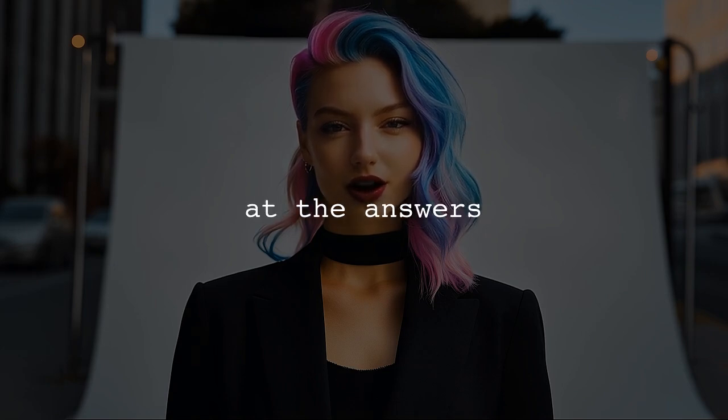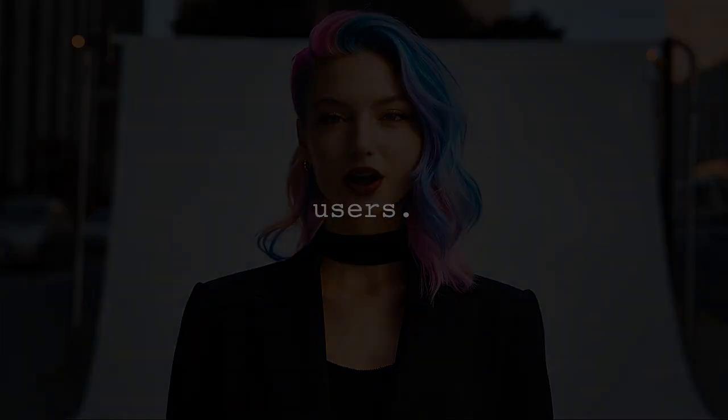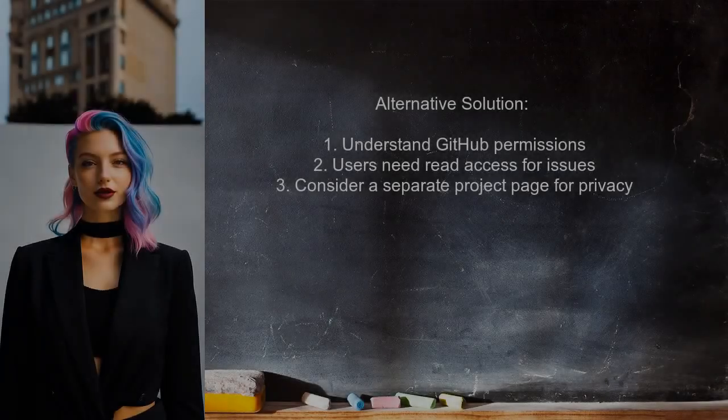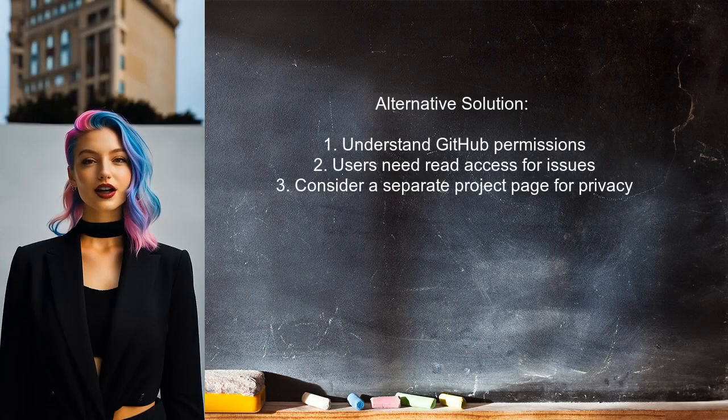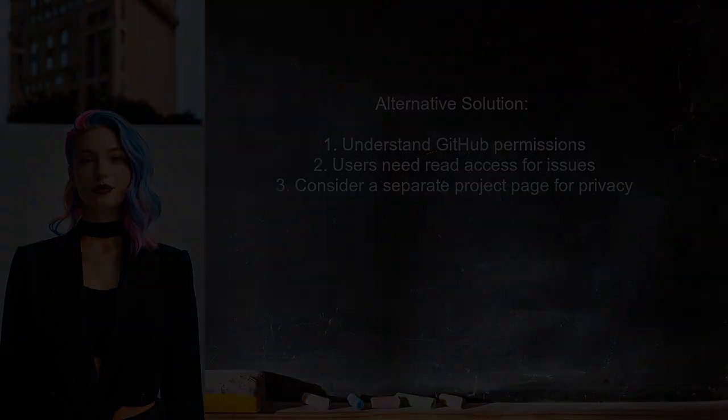Now, let's look at the answers provided by other users. This user suggests understanding GitHub's permissions model first. To allow users to submit issues, they need at least read access, which means they can see all code and history. If you want to keep your code private, consider using a separate project page and issue tracking system.